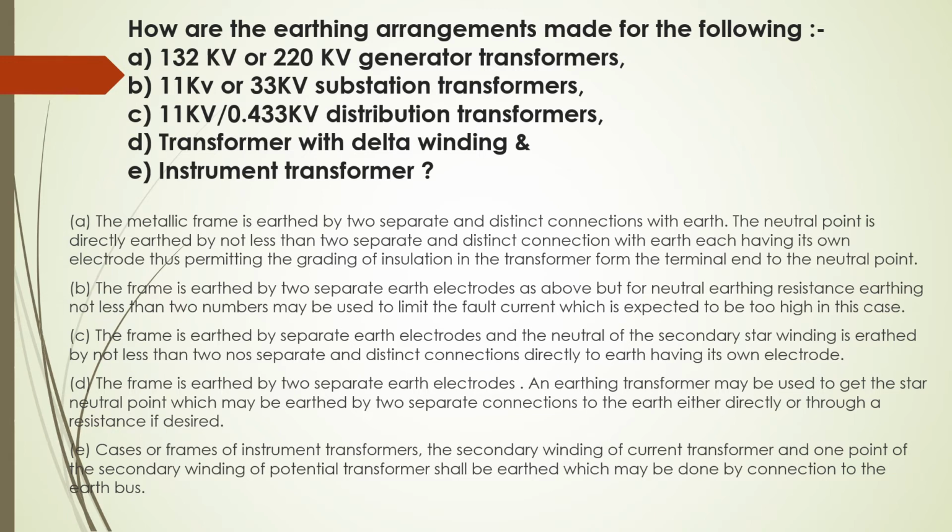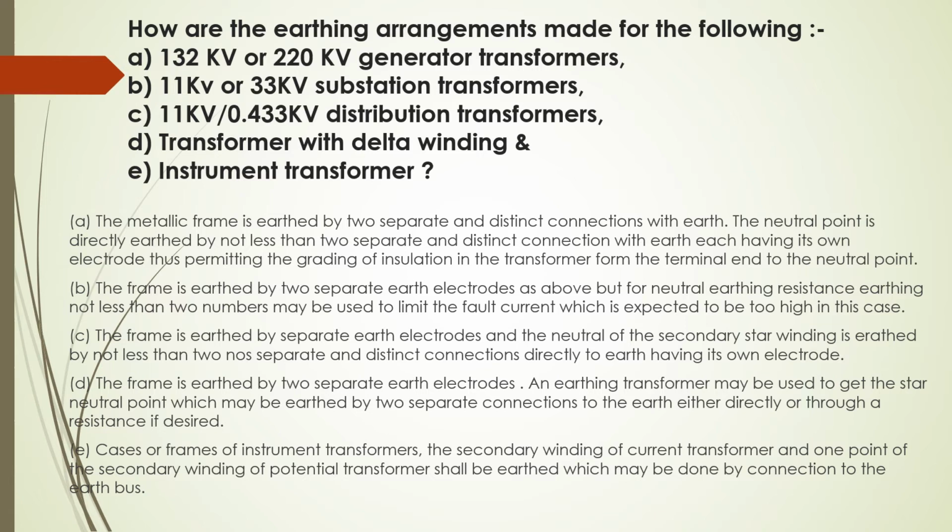132 kV or 220 kV generator transformers, 11 kV or 33 kV substation transformers, 11 kV to 0.433 kV distribution transformer, transformer with the delta winding and instrument transformer. So let us see the first, 132 kV or 220 kV generator transformer. The metallic frame is earthed by two separate and distinct connections with earth.